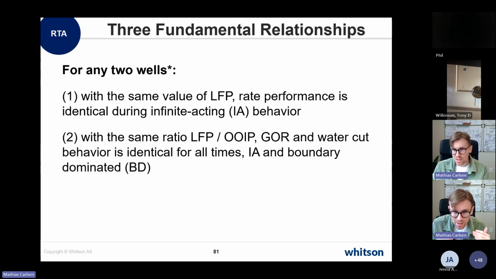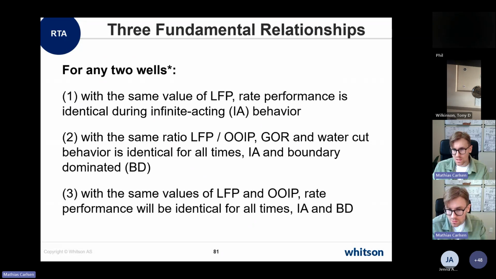And if the ratio of LFP to OIP is the same, then the relative ratios will be identical for all times, both infinite acting and boundary dominant. And the last one is if you have the exact same values of LFP and the contacted pore volume, the rate performance will be identical for all times, both infinite acting and boundary dominant.